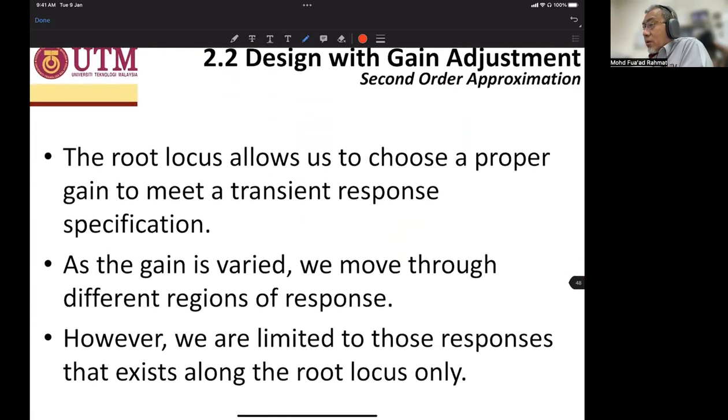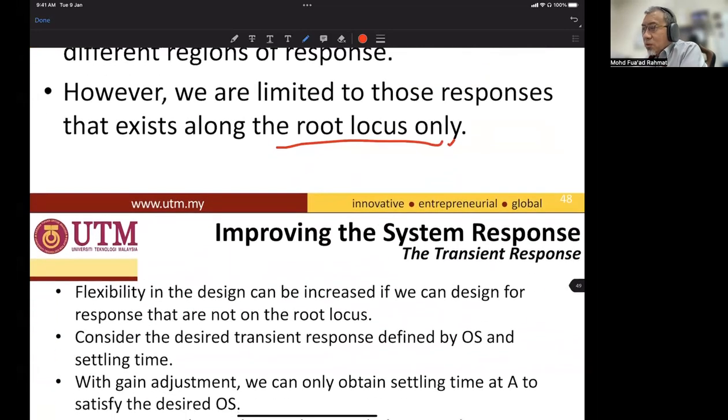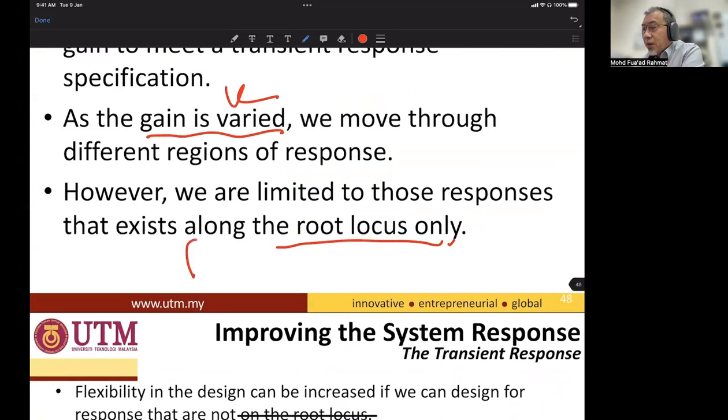So the root locus allows us to choose a proper gain to meet the transient response specifications. As the gain is varied, we move through different regions of response. However, we are limited to those responses that exist along the root locus only. When we play with the P controller, that's why we need flexibility. The issue here is that the P controller is not flexible.